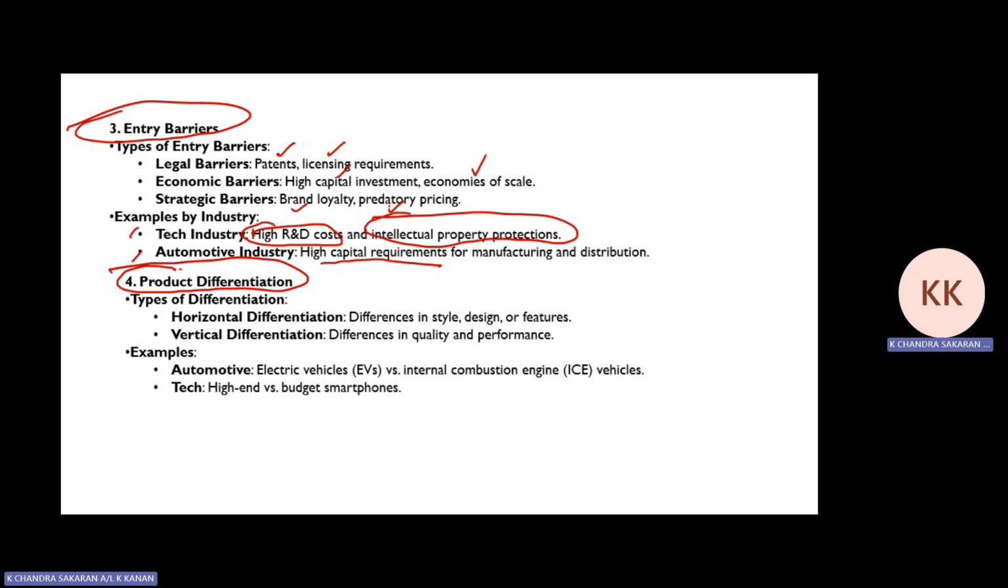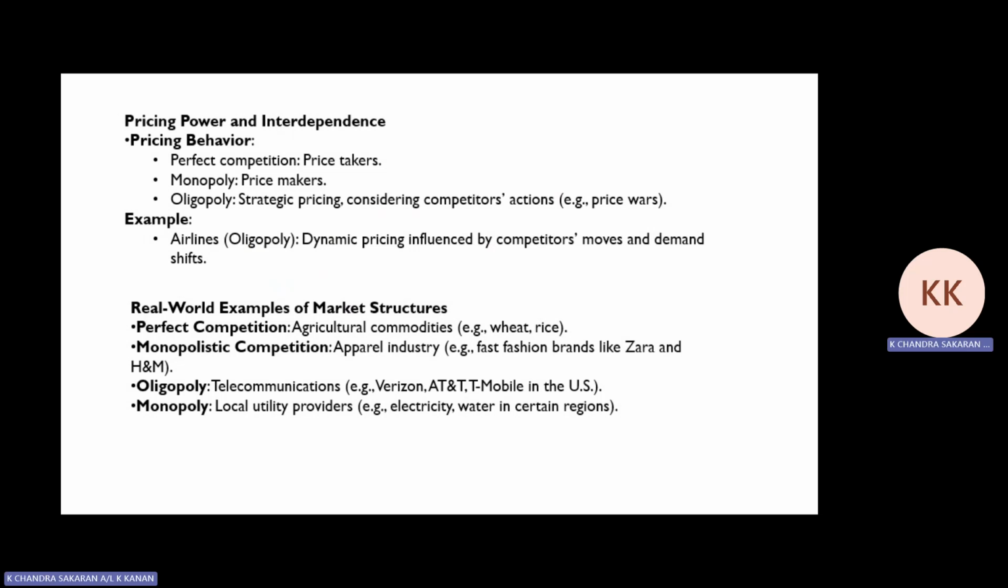Do they have the market power or not to set the price? Pricing power and independence. For example, in perfect competition, they are price takers. The firm in perfect competition cannot set the price. The price is set by the market. Monopoly are price makers. Oligopoly, what they do is they avoid pricing war. They avoid price competition, so they engage in non-price competition.